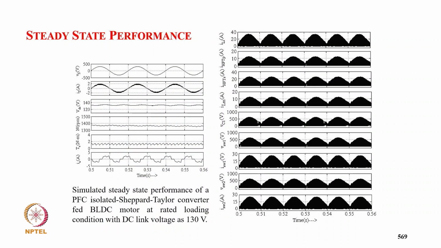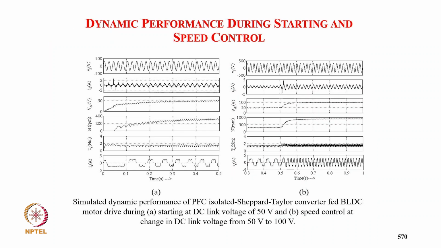And this is the supply voltage and supply current, the performance in steady state, simulated performance, and DC link voltage, then speed, then torque, and your winding current. And you can see here the input inductor current, output inductor current, and capacitor voltage are all discontinuous, and the switch voltage.